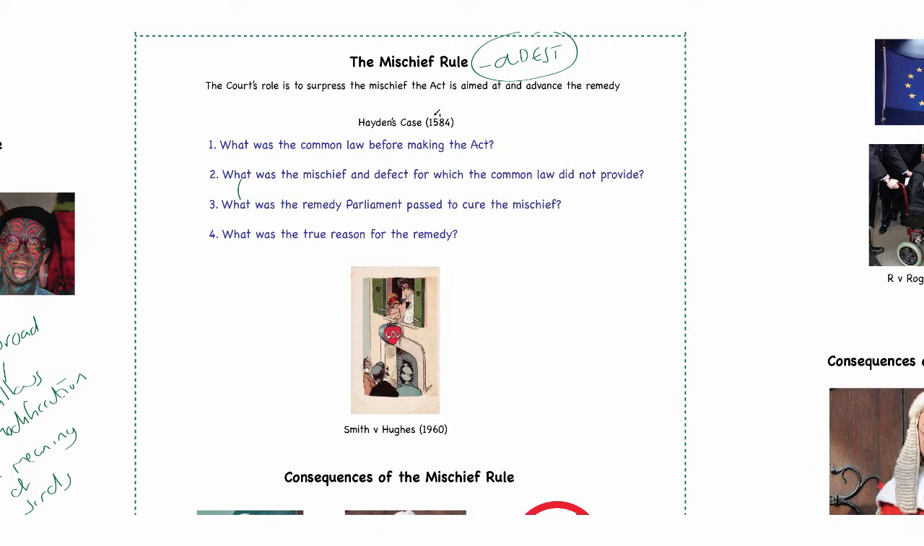And you can see the key rules for the mischief rule come from Heydon's case. And look at the date of Heydon's case, 1584. That's how we know that it's the oldest one.